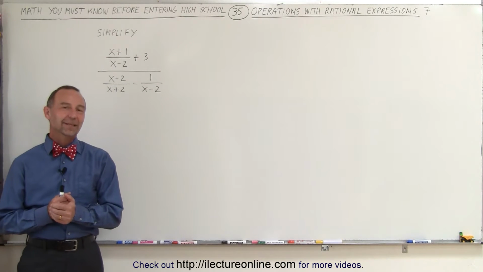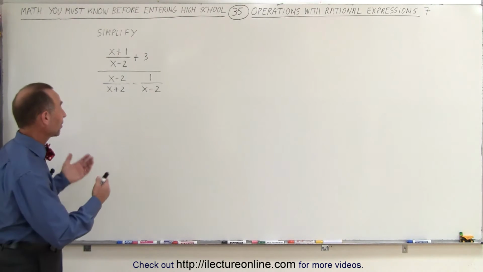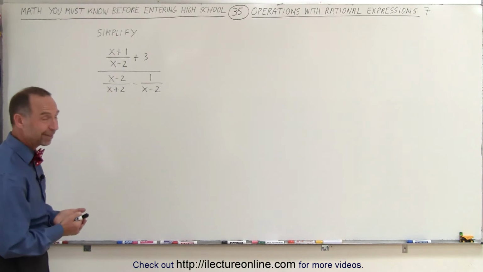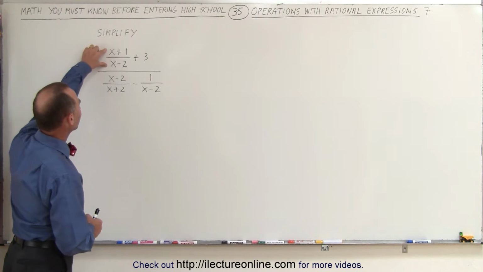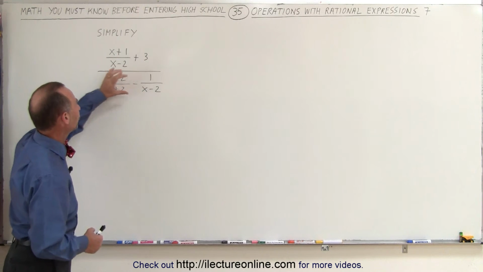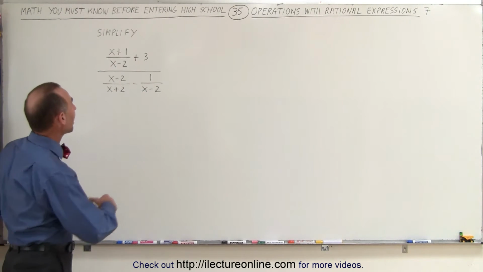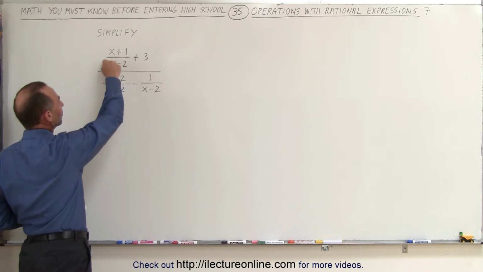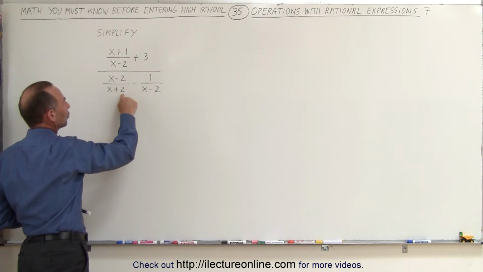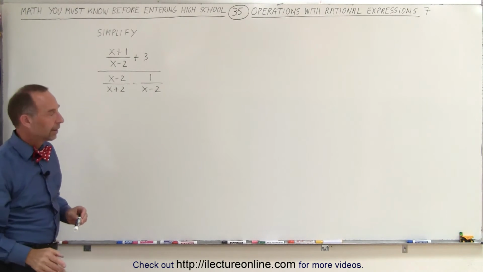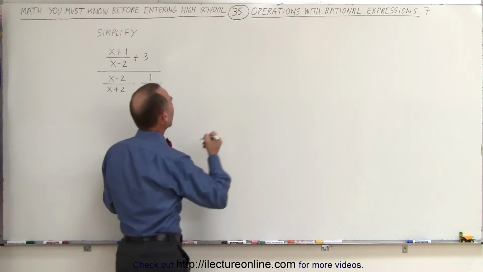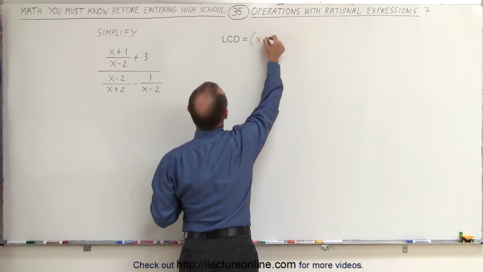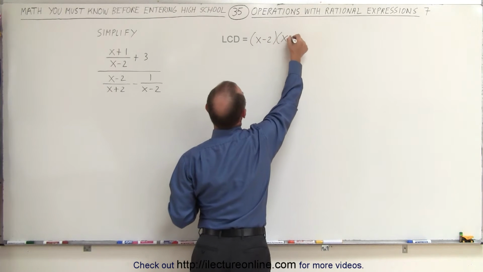Welcome to Lecture Online, and here's our next example of how to simplify a rational expression. This is quite a complicated one. We have a numerator that has a fraction in it, and we have a denominator that has two fractions in it. Notice all the denominators of each fraction. We have an x minus 2, an x plus 2, and an x minus 2. The smallest common factor of all the denominators is the product x minus 2 times x plus 2.